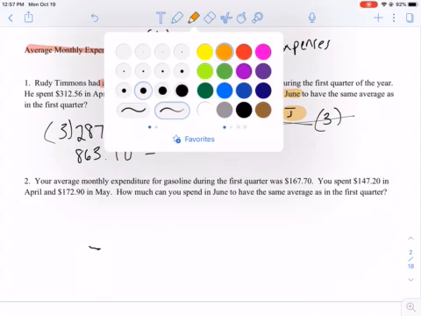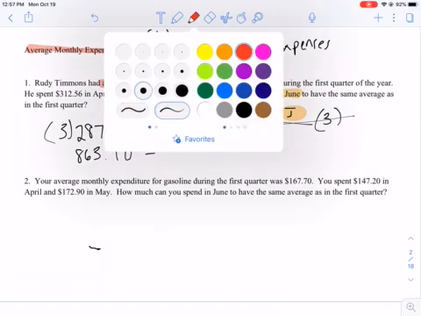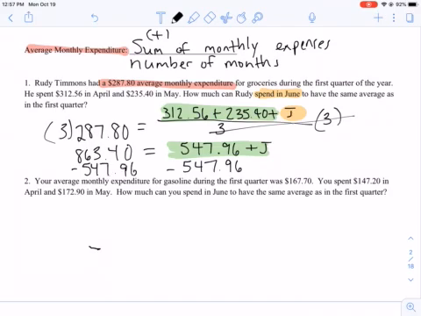And then I also did this next step and added these together. I got 547.96 plus J, because you can't add numbers and variables. So I'm going to subtract 547.96 from both sides. It cancels, and I'm just left with J.